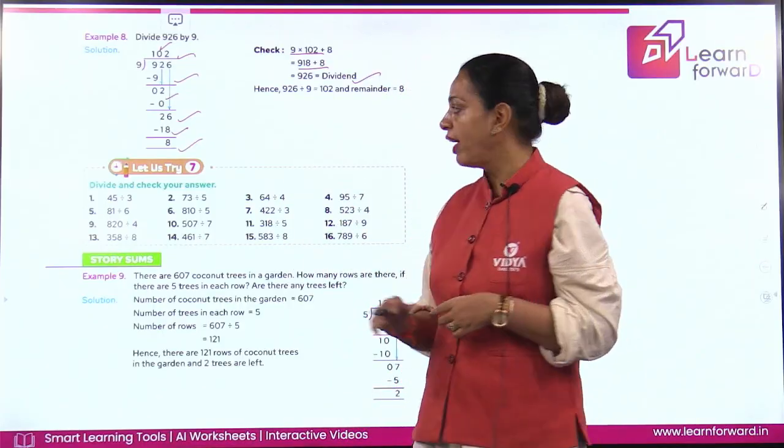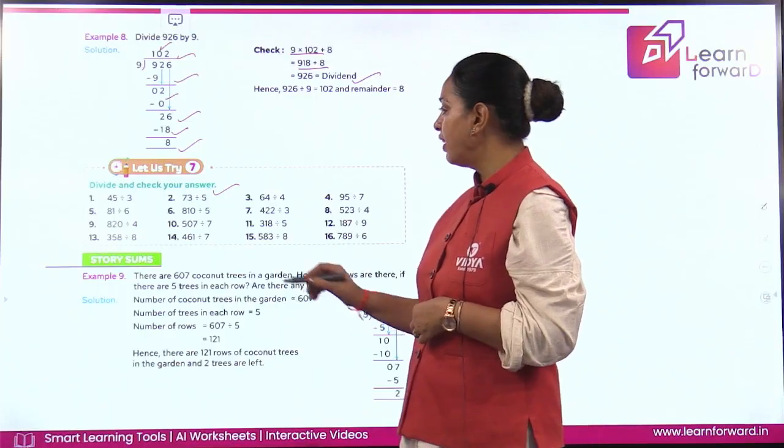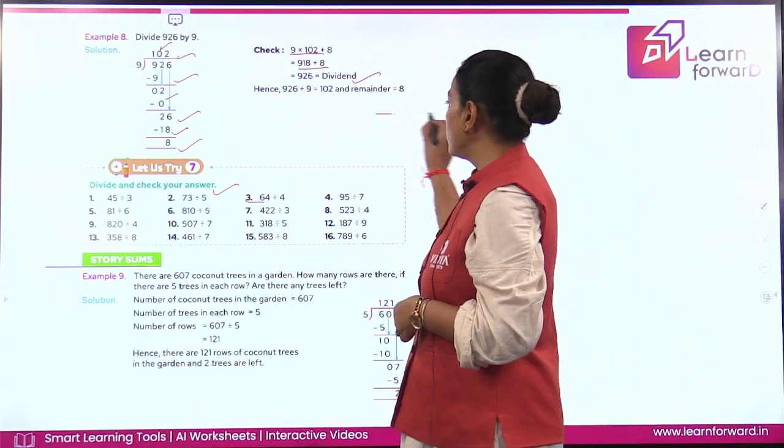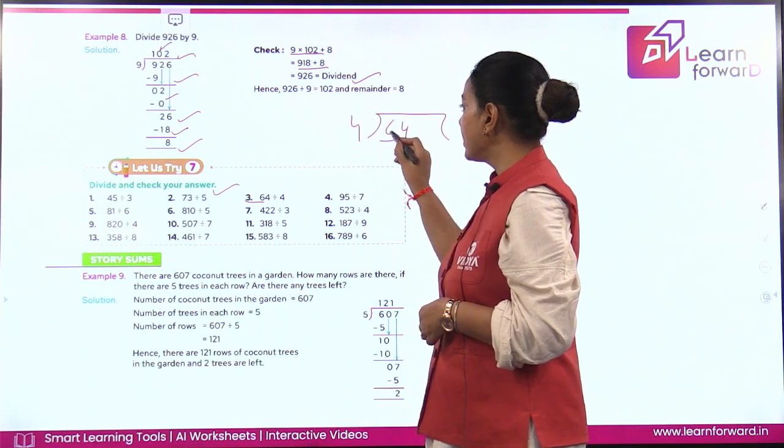Now let us try the 7th one. Divide and check your answer. See, like here third question, 64 divided by 4. So we divide 64 by 4. So first this tens digit 6.